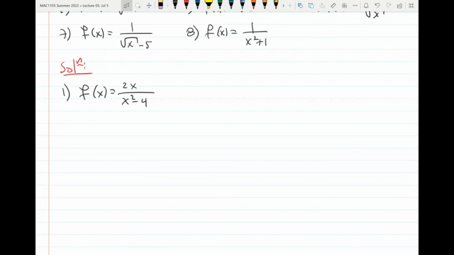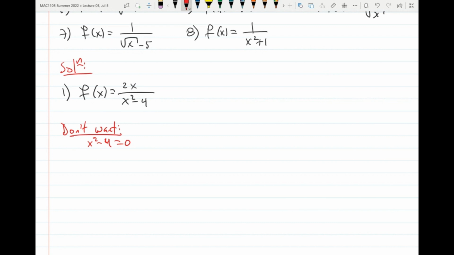Do you understand this? At this point, I always like to write down the stuff that I don't want. So what is it that we don't want to happen in this function? We don't want the denominator to be 0, right? So we don't want x squared minus 4 to be equal to 0.